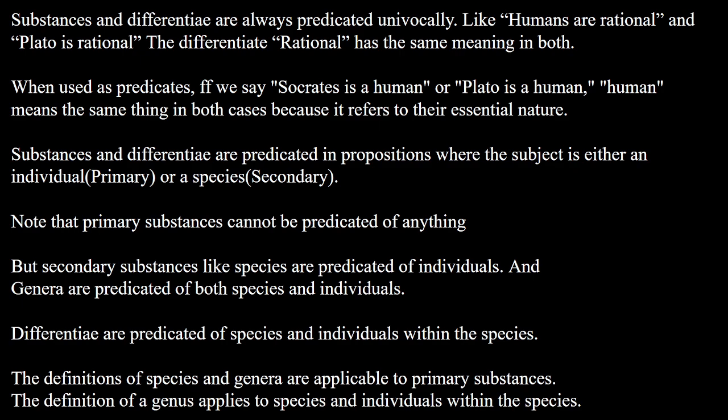Note that primary substances cannot ever be predicated of anything. They are never the predicate, okay? But secondary substances like species are predicated of individuals, and genera are predicated of both species and individuals. Differentiae are predicated of species and individuals within the species, and so the definitions of species and genera are applicable to primary substances. The definition of a genus applies to species and individuals within the species. Then again, really, this is just another way of saying that predication works hierarchically.